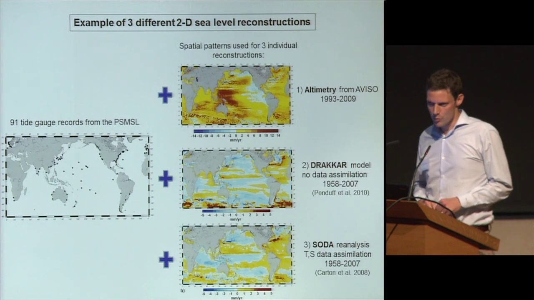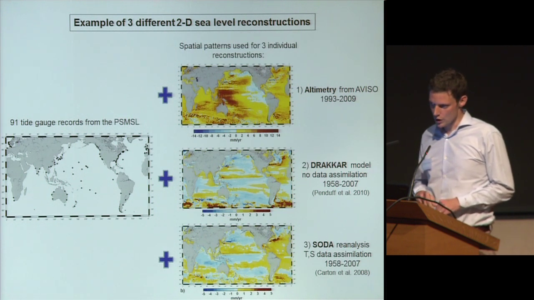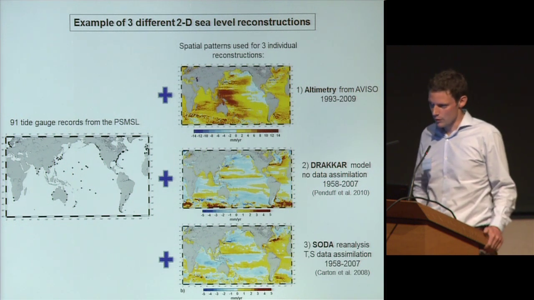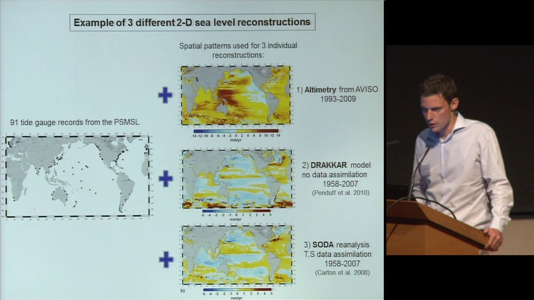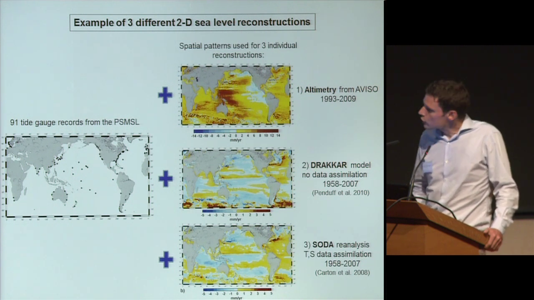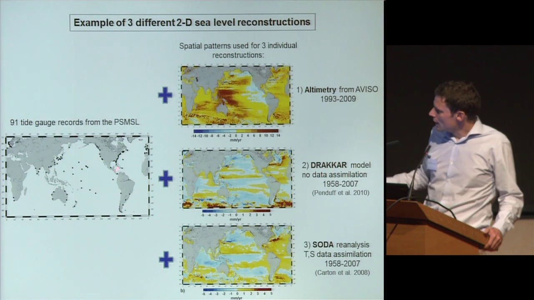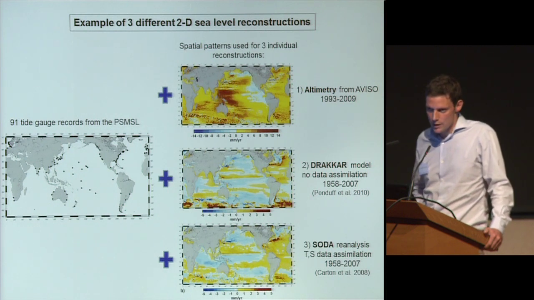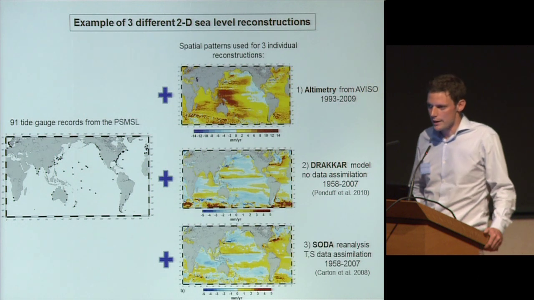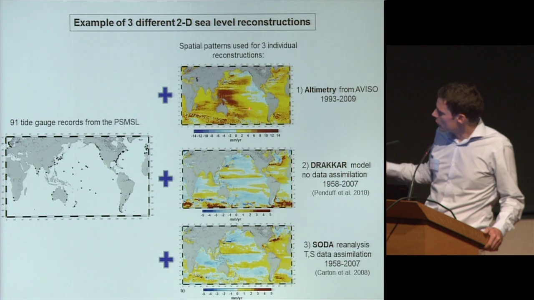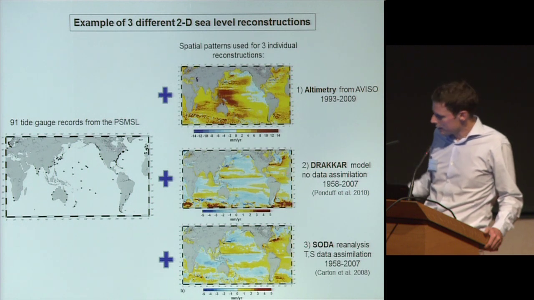And to give you an overview, I will present you 3 different reconstructions, which actually cover more or less what has been done in the last 10 years with this method of 2D sea level reconstruction. The 3 reconstructions are based on the same high-quality tide gauge record, shown here. We've used a data set of 91 tide gauge records that are corrected for the GIA effect. And each reconstruction is based on EOFs, which are computed from a different data set, 2D sea level grid, like here altimetry, in this case the Drakkar model, and in this case the SODA model.